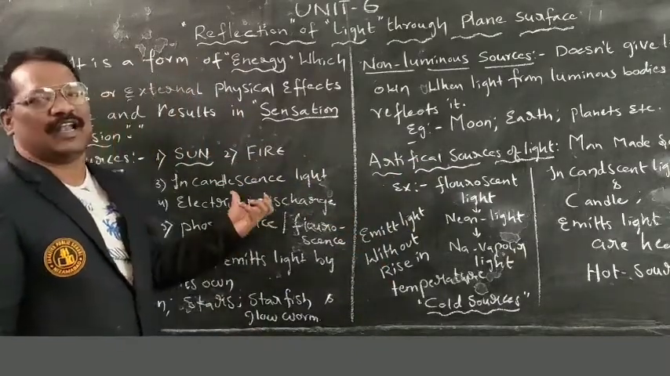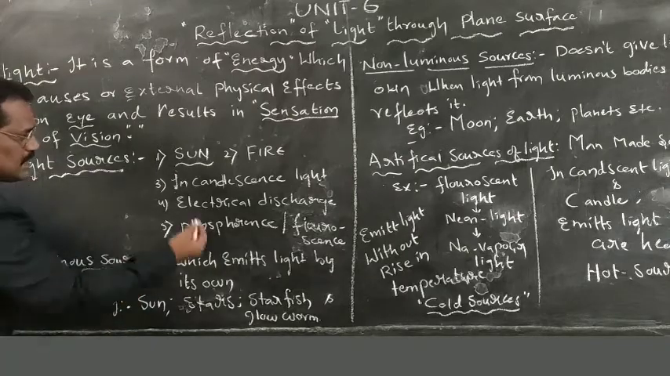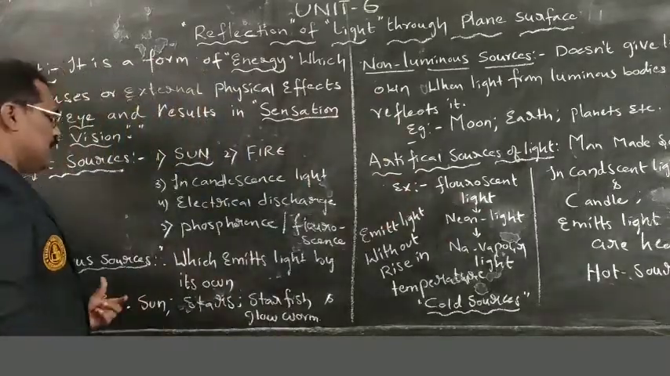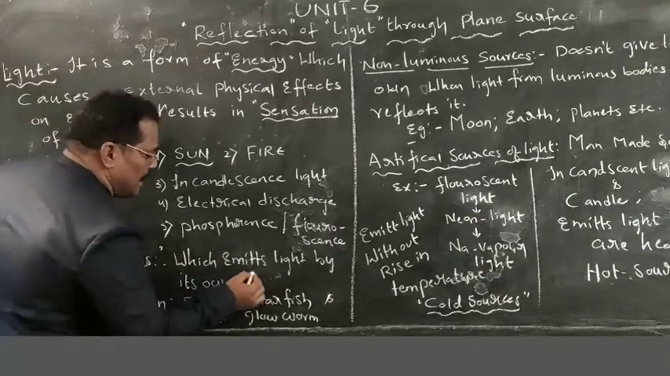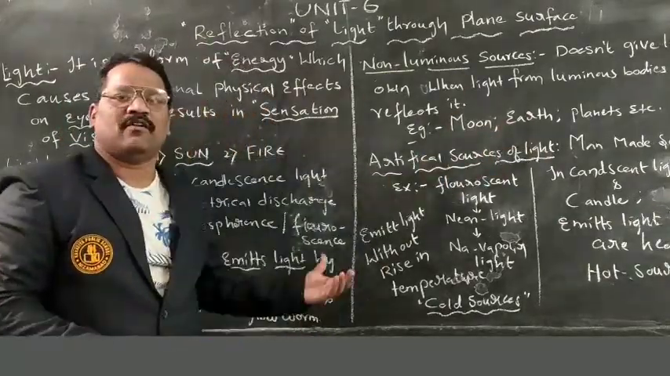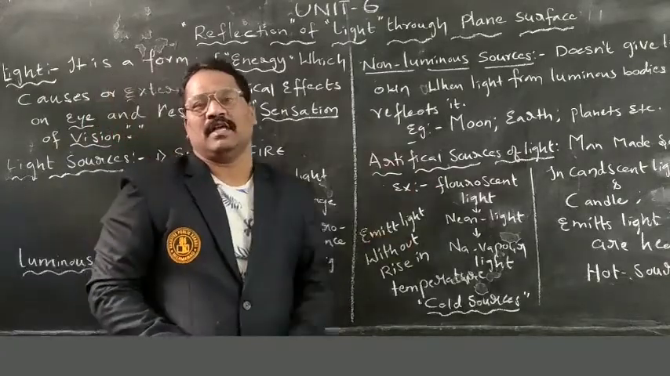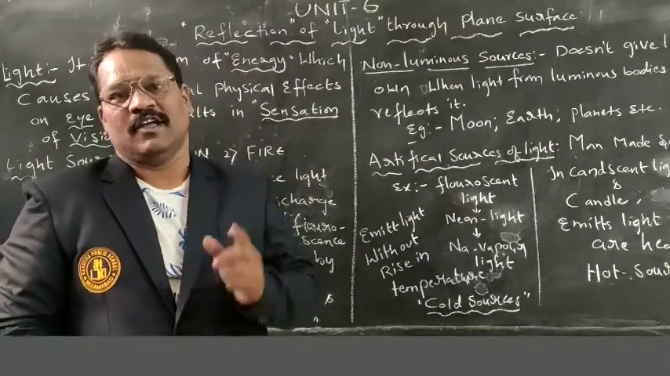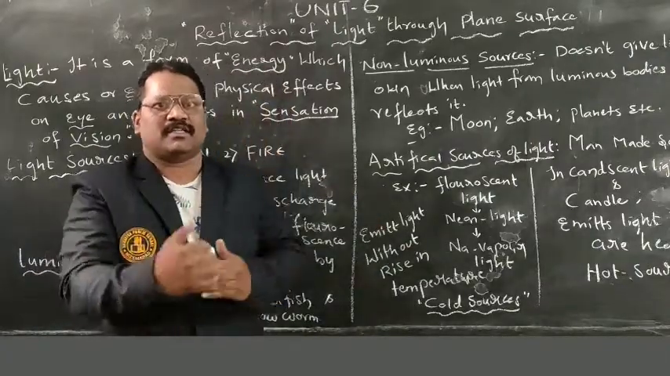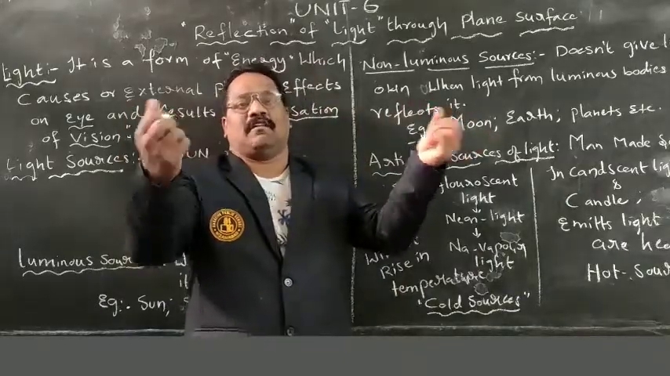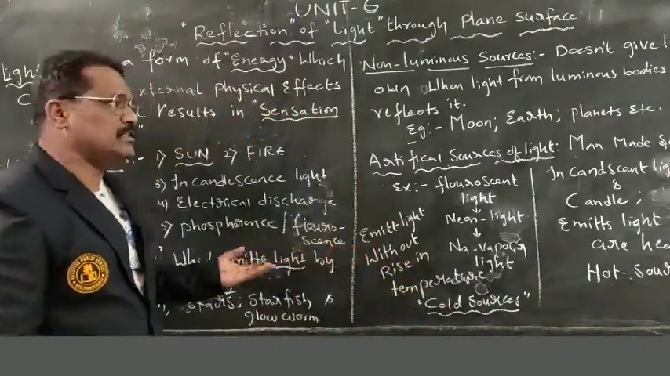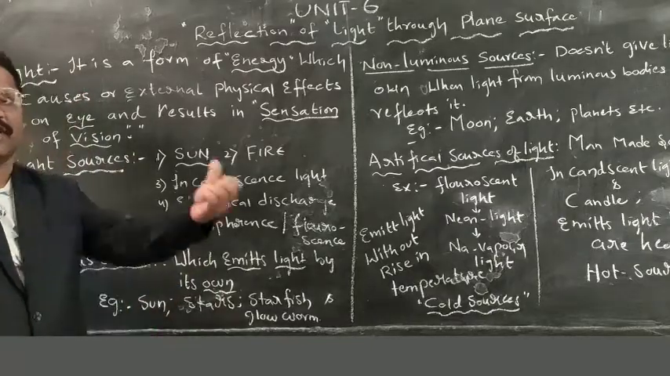These sources can be of two types: luminous sources and non-luminous sources. What are luminous sources? Those which emit light by themselves, which have the nature of emitting light by themselves. In the movie Avatar, there are some plants which, during night time, as the hero walks on that tree, emit light by themselves. If any object is emitting light by itself, we call that a luminous source.